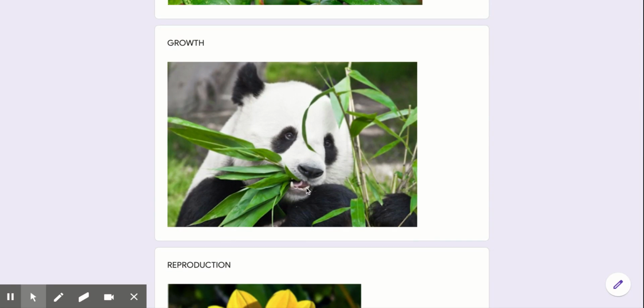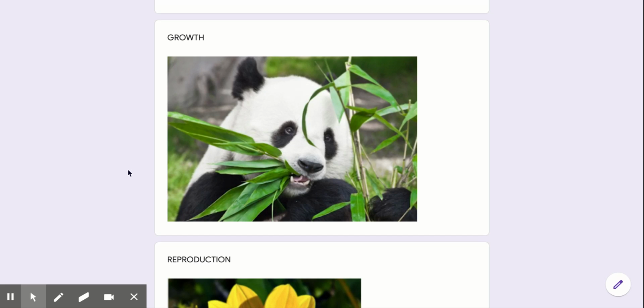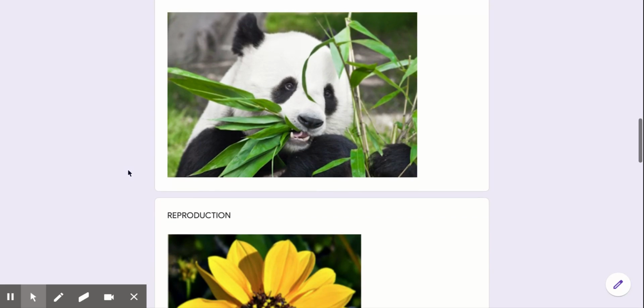Growth. You can see that the panda has teeth and a mouth that help it to eat, and eating is helping the panda with the core function of growth, because in order to grow, it needs to have food and also water.